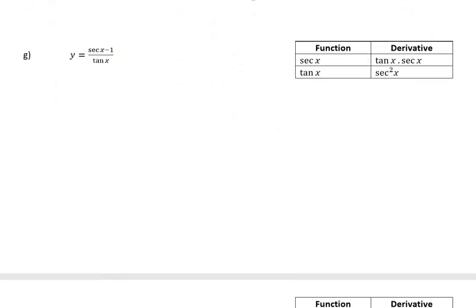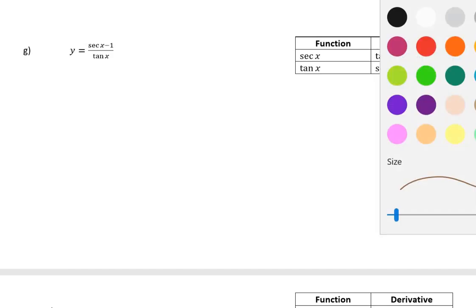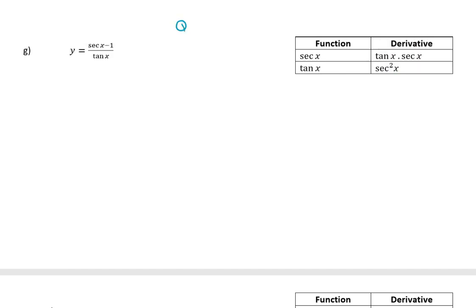Okay, let's have a look at G. G looks like our first quotient rule because I see division.